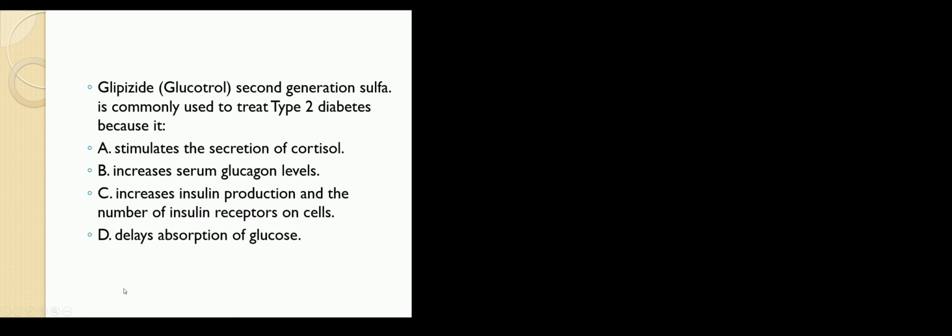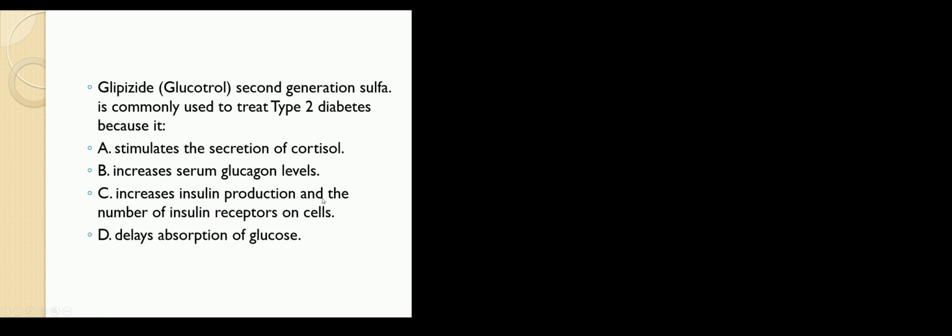The last one, glipizide or Glucotrol, is a second-generation sulfonylurea. It's commonly used to treat type 2 diabetes because it does what? Stimulates the secretion of cortisol. Well, if it stimulated the secretion of cortisol, what would that do? Increase your sugar level. And what do oral hypoglycemics do? Decrease your sugar level. So we know that one's not correct. Increases serum glucagon levels. No, because that would increase your glucose level again. So that marks off A and B.